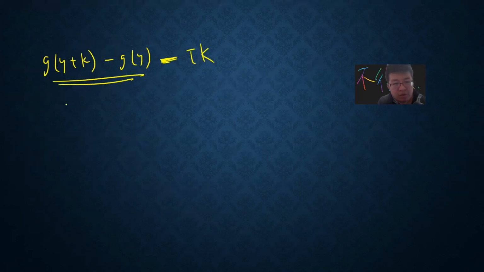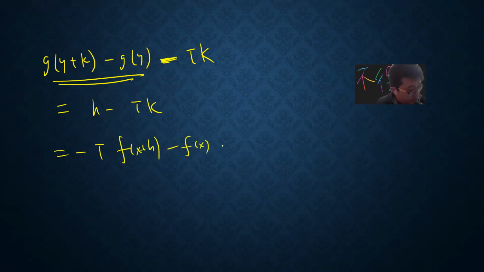By definition, this is just f, so f of x, its inverse map. So it should be h minus t k equals minus t times the quantity f of x plus h minus f of x minus f prime of x times h. Hopefully it's easy to see this. Let's see why this is true.